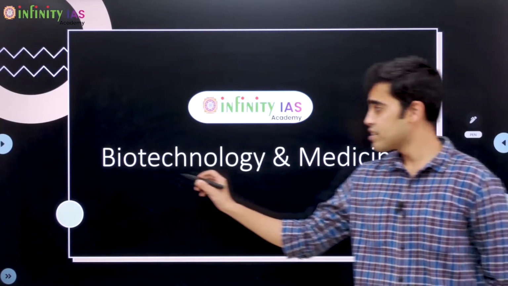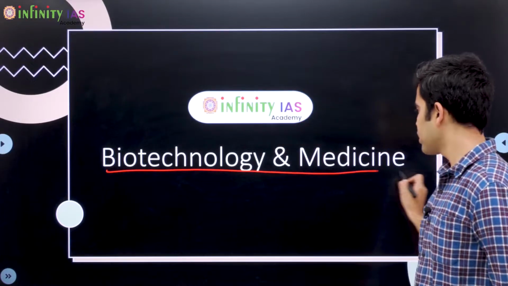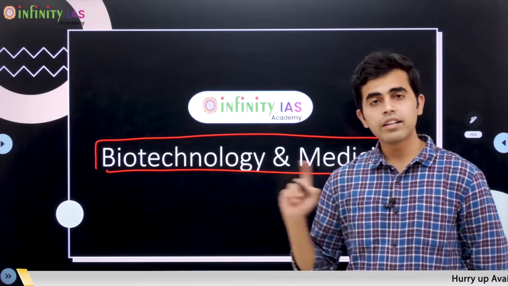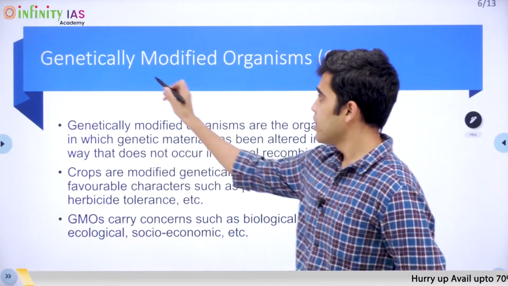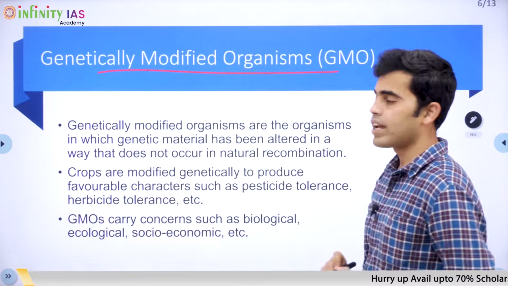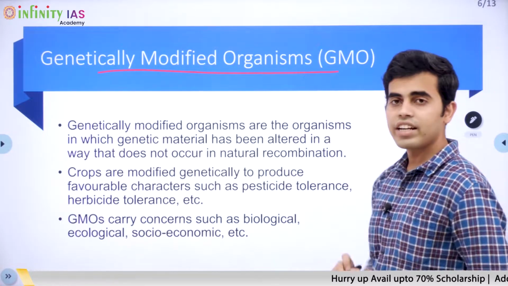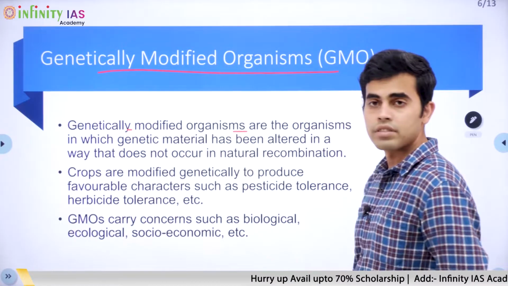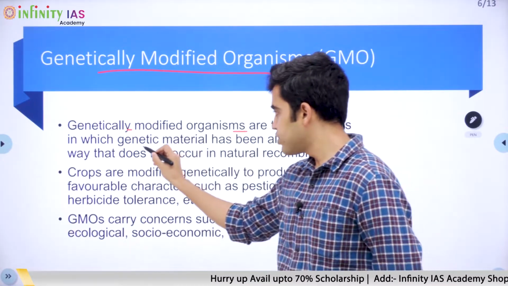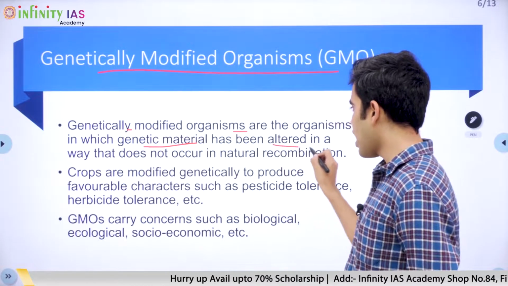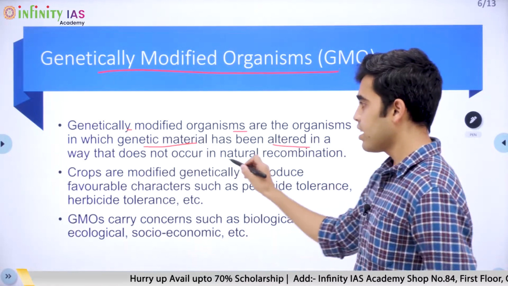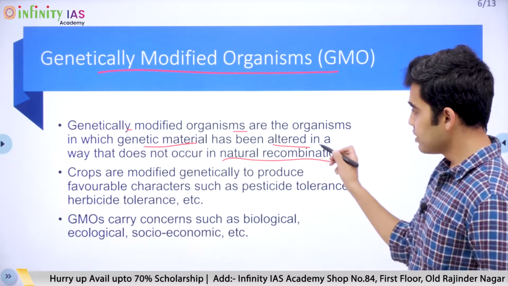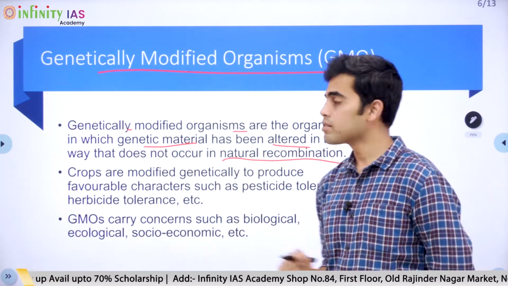In this lecture series, we will start with the Biotechnology and Medicine subsection. The first topic under this subsection is genetically modified organisms. So what are genetically modified organisms? Genetically modified organisms are organisms in which genetic material has been altered in a way that does not occur in natural recombination. So what do we understand by this?